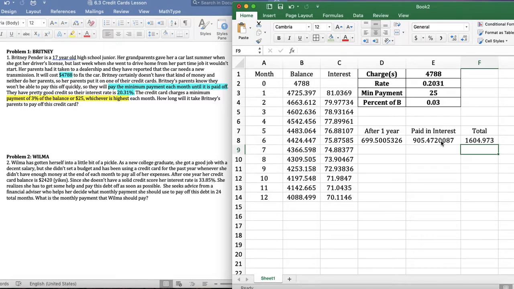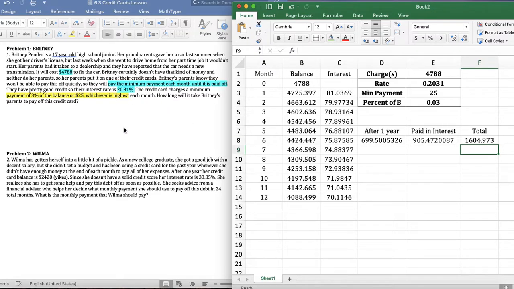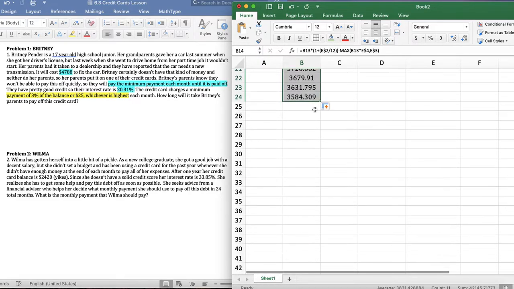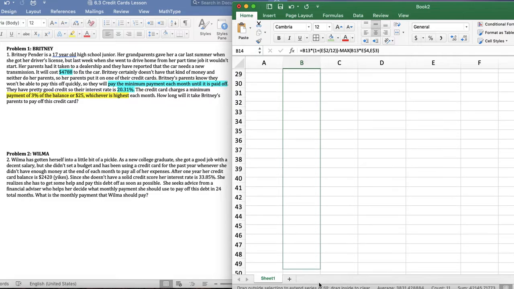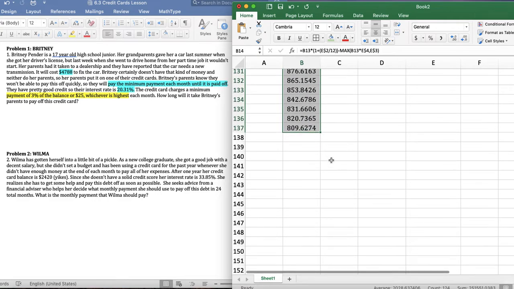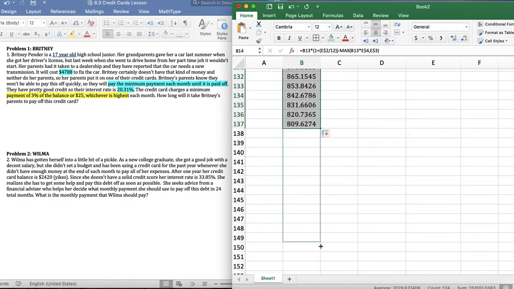It's just craziness. So what we're looking for, how long will it take Brittany's parents to pay off this credit card? I am looking for when does this number get to 0? So what I'm going to do, I'm just going to keep dragging this down until I get to 0. And you can see it's taken me a while.